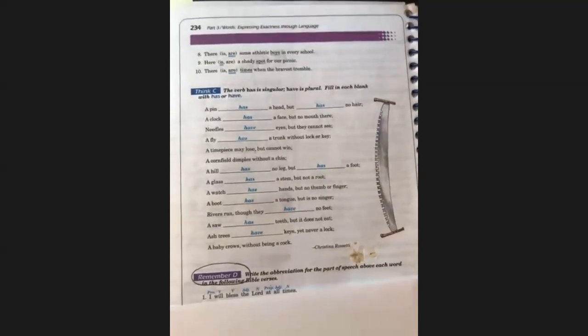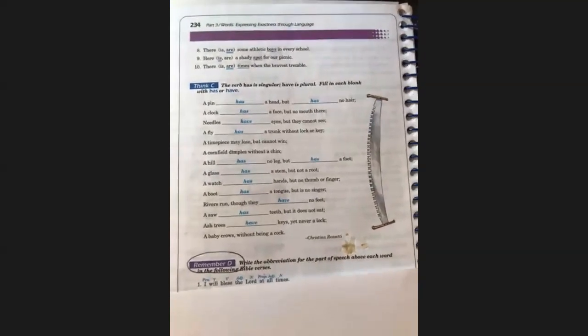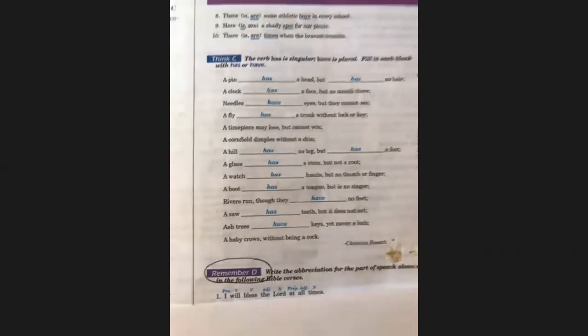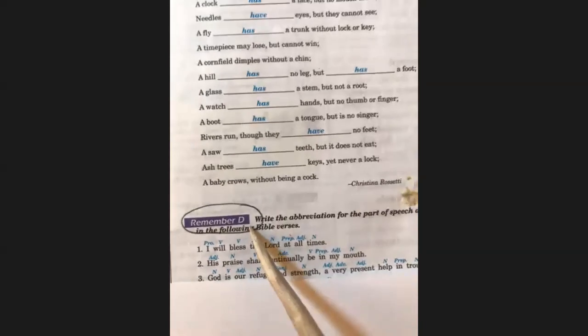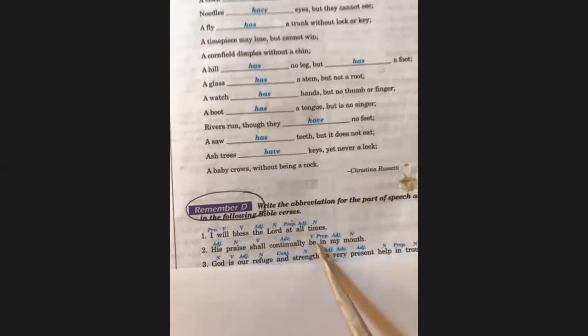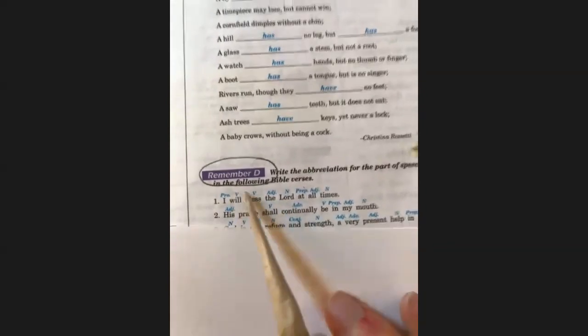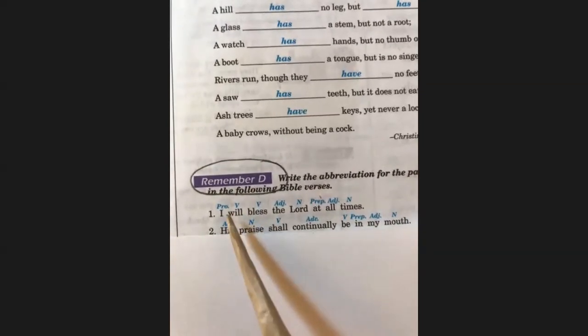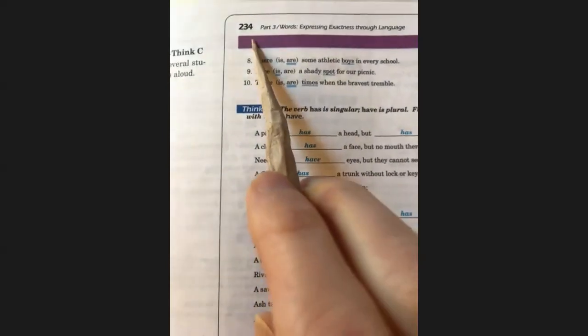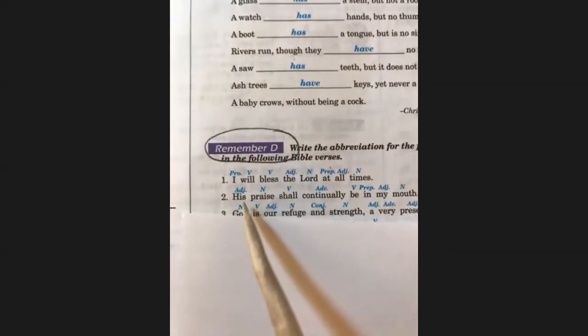Well, class, here we are back. And now we're looking at language, and we're going to go over some of these answers. Not all of them, but look at the bottom particularly. This is something that we need to not forget how to do. And I want to make sure you got all of those correct. Did you get pronoun I will bless the Lord at all times? We're on page 234. If you're not there, we're going to look at the bottom.